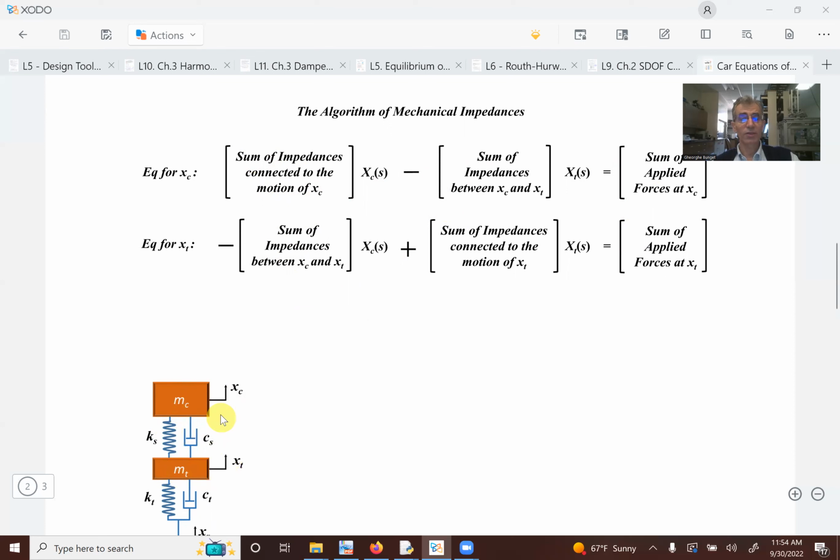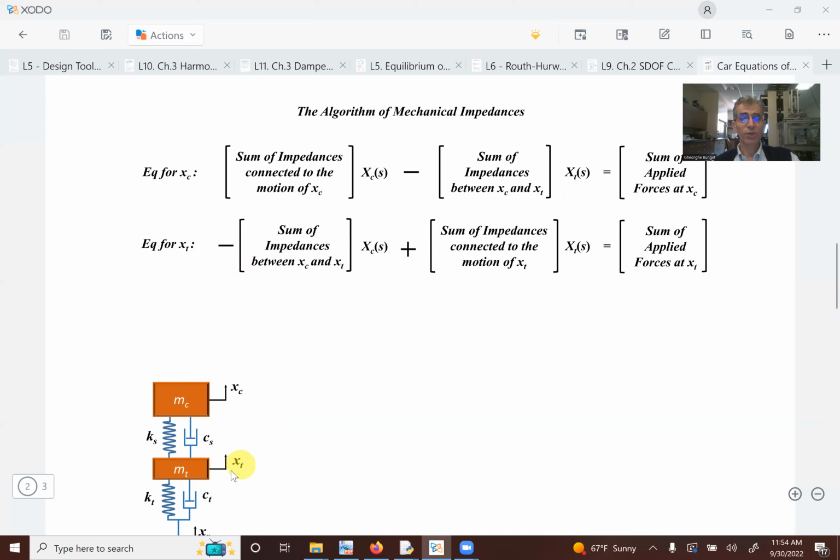There is a connection between xc and xt, the displacement of the tire, through this spring and the damper. And then we have to equal that with all the external forces that are applied to mass c, at xc basically.